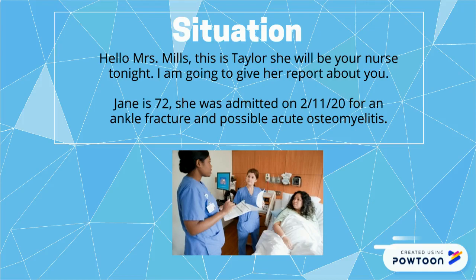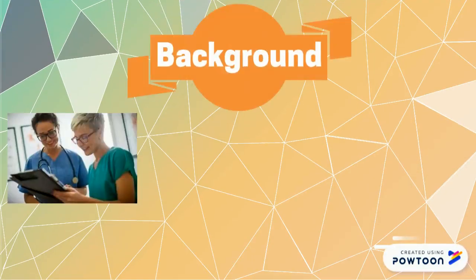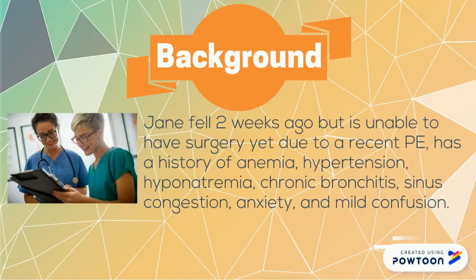Jane is 72. She was admitted on 2/11/20 for an ankle fracture and possible acute osteomyelitis. Jane fell 2 weeks ago, but is unable to have surgery yet due to a recent PE. She has a history of anemia, hypertension, hyponatremia, chronic bronchitis, sinus congestion, anxiety, and mild confusion.